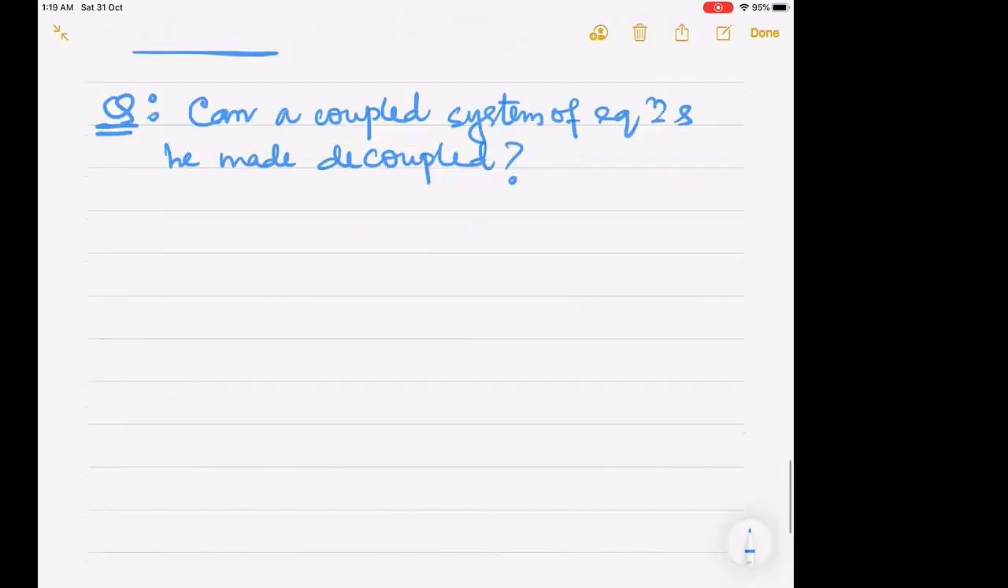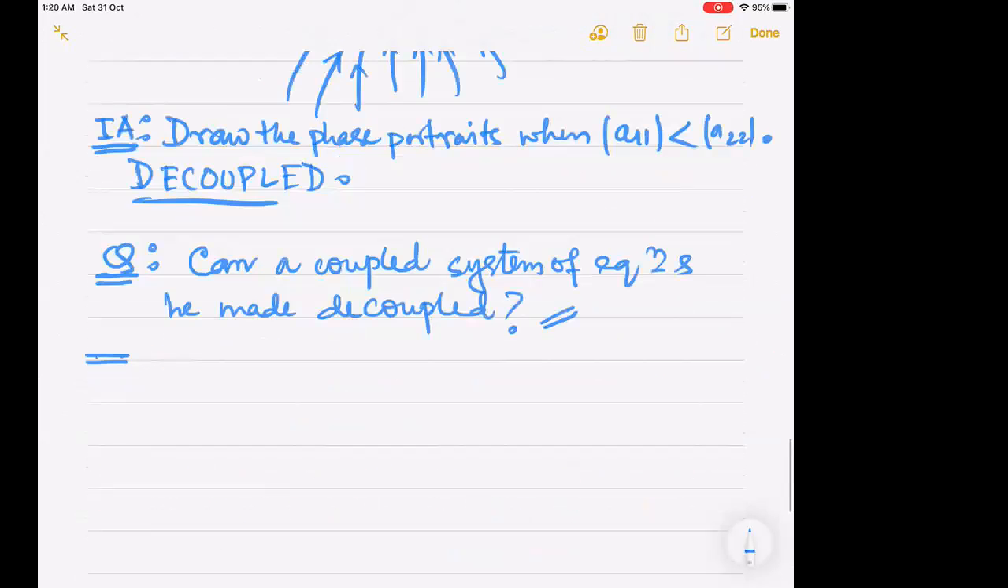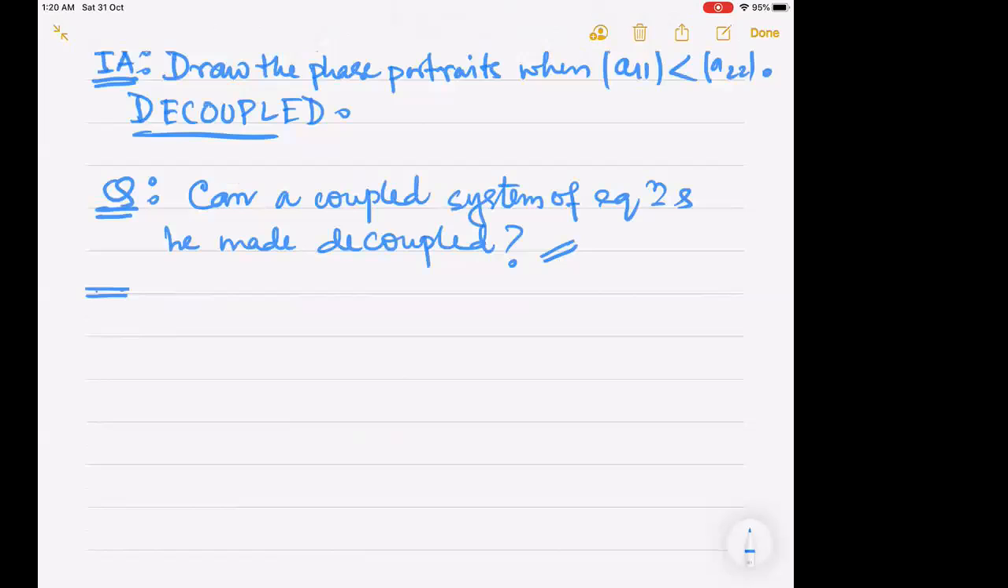Yeah. So we are face to face with this question. Let us try and see what happens to this particular case when n is equal to 2. Can we convert this coupled system into a decoupled one?